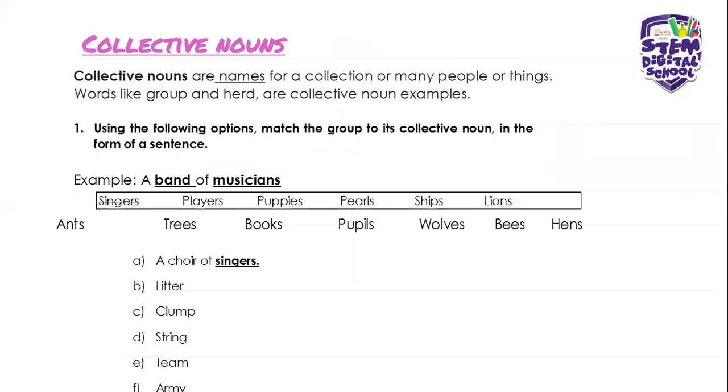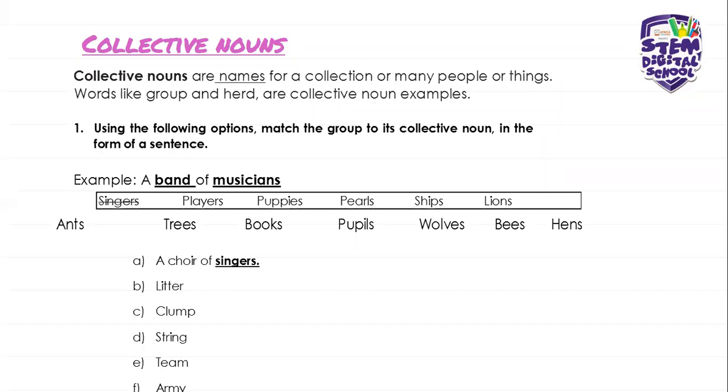Now, we are looking at a collective noun. A collective noun is a name for a collection of many people or things. Words like a group or a herd are collective noun examples. Using the following options, let's match the group to its collective noun in the form of a sentence.